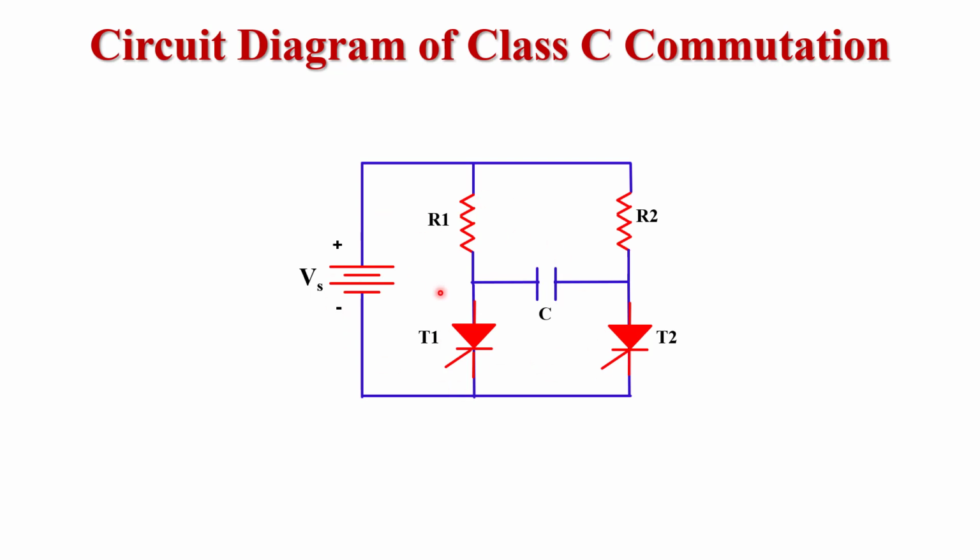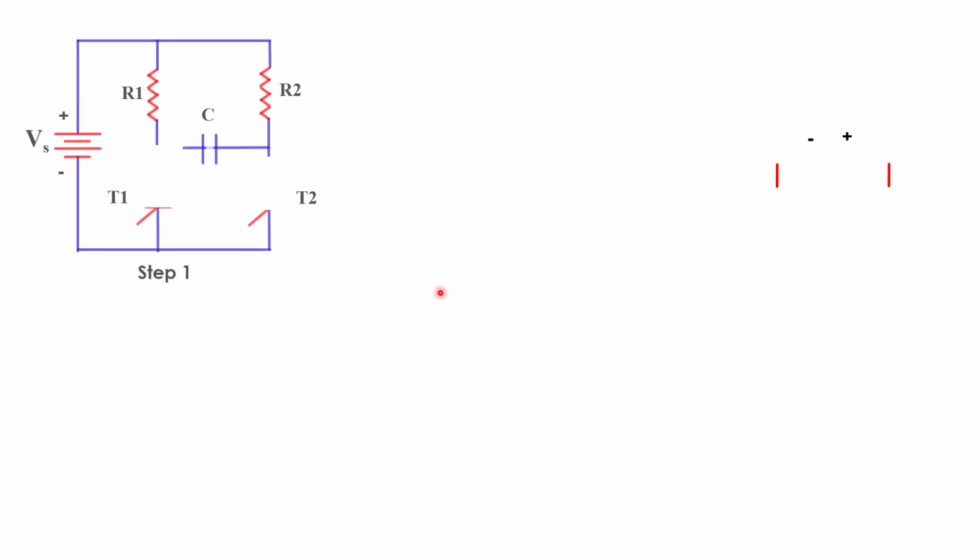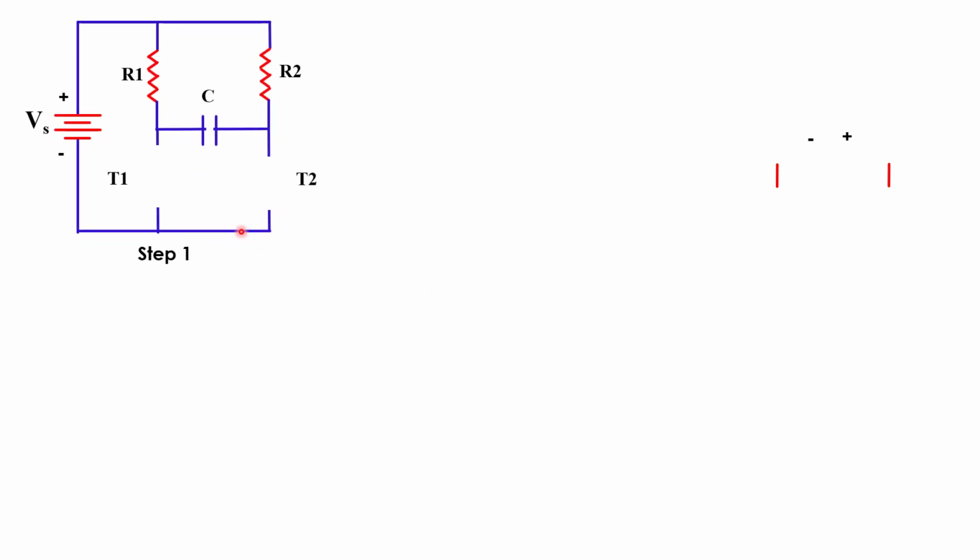Now we move on to the working of class C commutation. Initially, we assume that both thyristors T1 and T2 are turned off. So both thyristors behave like an open switch, and initially the voltage across the capacitor is 0, Vc equals 0, because there is no path for current to flow in the circuit.